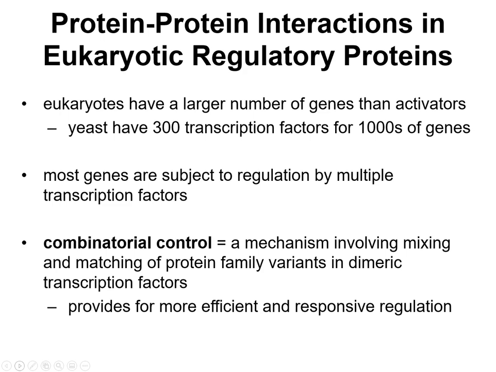And this is called combinatorial control. It's a mechanism where you mix and match protein family variants to form dimers that are active as transcription factors. Using different flavors of transcription factors and pairing them together gives you a more efficient and responsive way of regulating transcription.